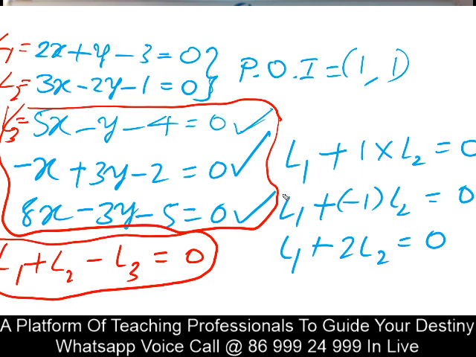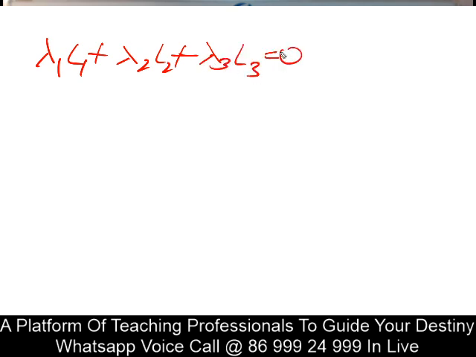You have to understand here: if you have three lines that are concurrent, then definitely you will have a linear relation between them. Lambda 1 L1 plus lambda 2 L2 plus lambda 3 L3 is equal to 0.